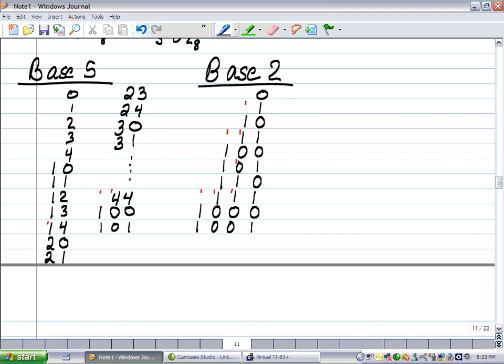So take your time with base 2, because we're going to be using base 2 a little more later on. We're going to actually be doing some arithmetic with base 2. So you've just got to take your time and make sure you realize what comes after 1 is 0 and carry to the next place value.